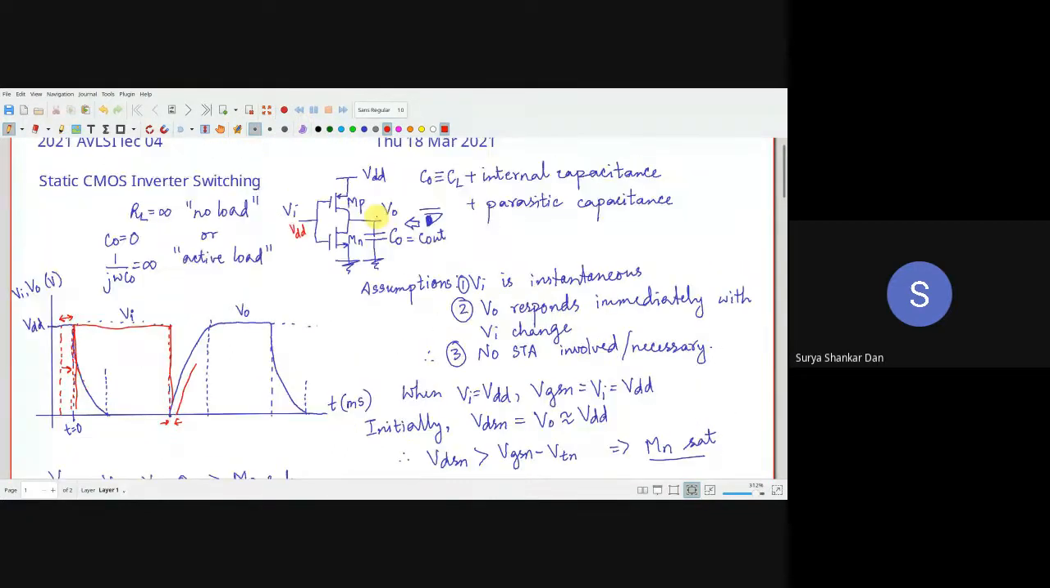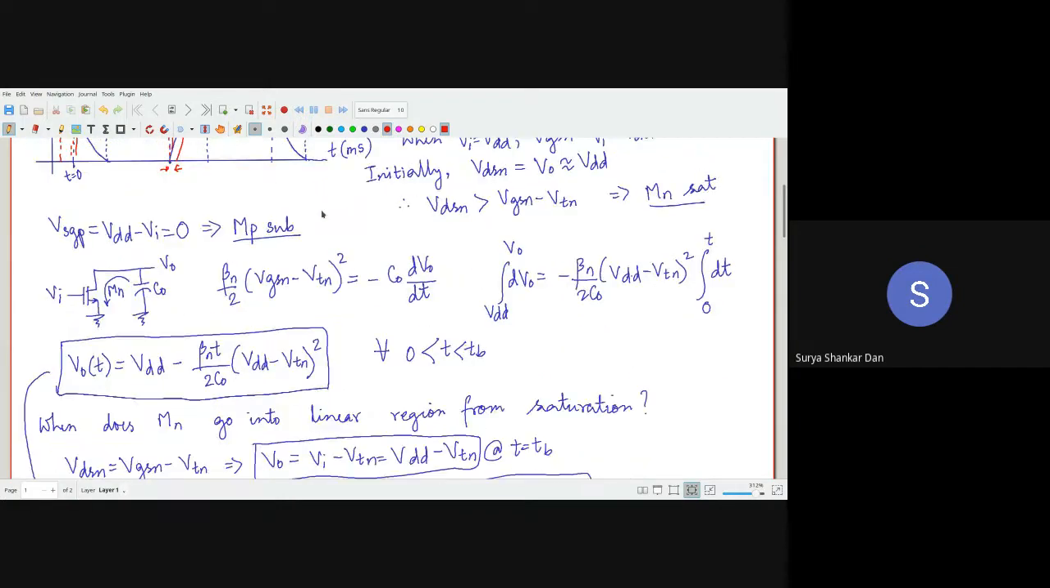Then look at this. This is VDD, this is VDD. So what is the value of VSGP? If you notice, VSGP is 0. VS is here, G is here. So VSGP is 0, which is less than mod of VTP. So the MP is switched off. Your circuit is basically like that. Switched off in the sense that MP is subthreshold, so the current flowing through the PFET is only the subthreshold leakage. We are going to ignore that. So now VO, VI, and CO.